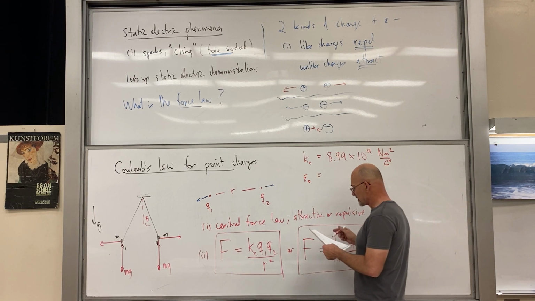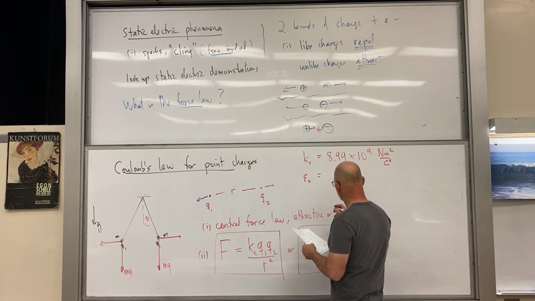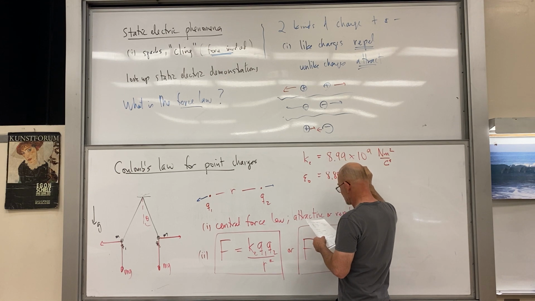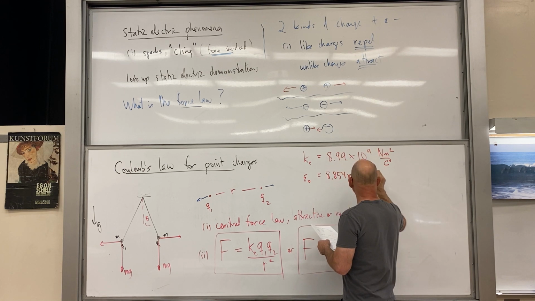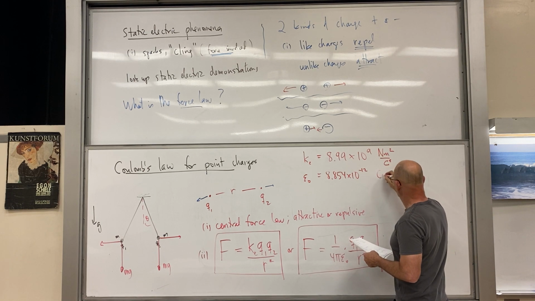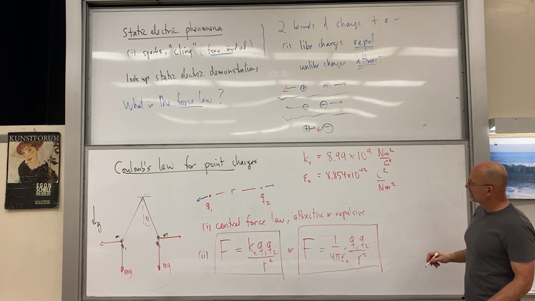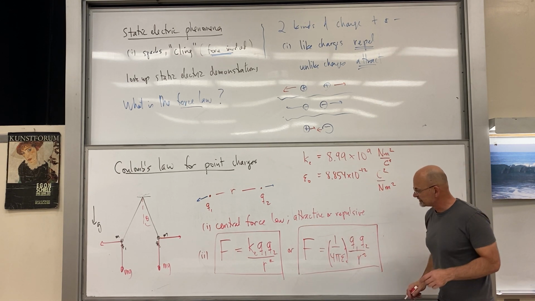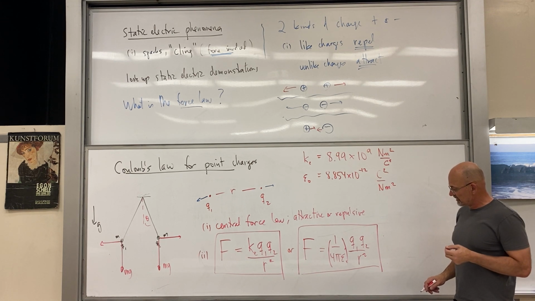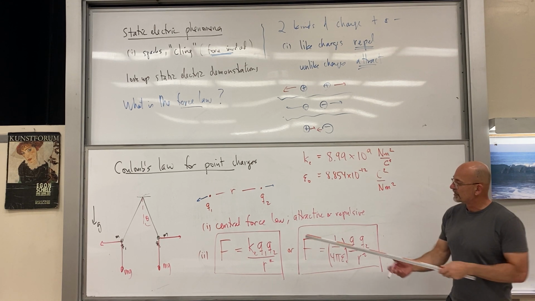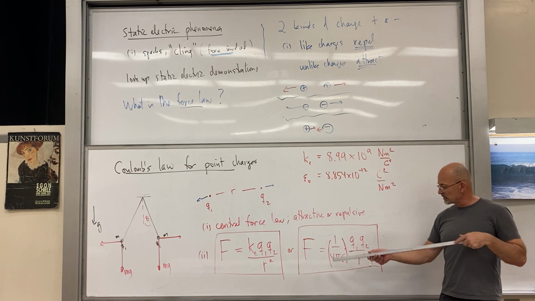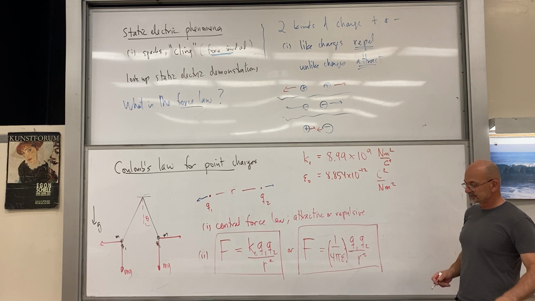So epsilon naught is going to be 8.854 times 10 to the minus 12 Coulomb squared per Newton meter squared. And of course this K is equal to 1 over 4 pi epsilon naught. This would be simpler, but this epsilon naught comes up in certain formulations. We'll see where this one is simpler. Okay.